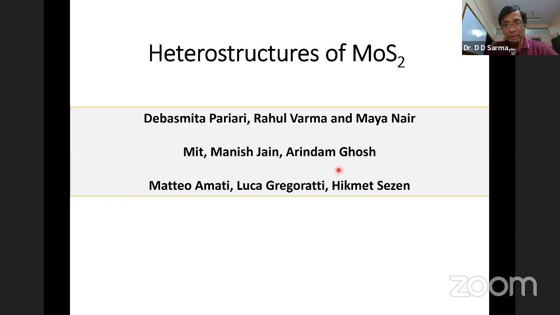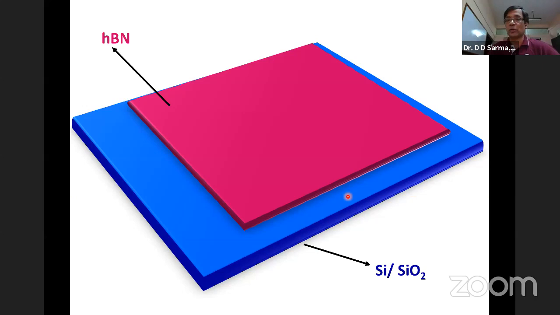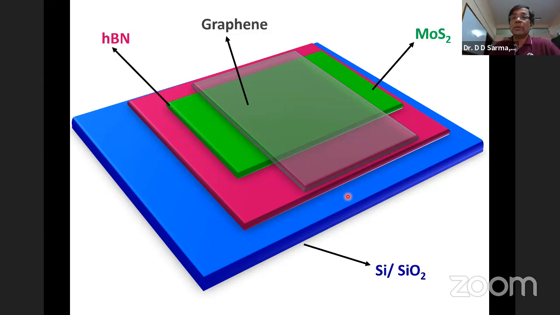that we're doing. Now we're looking at a heterostructure where you can take a silicon dioxide substrate. On top of that, you can put hBN, boron nitride. On top of that, you put molybdenum disulfide and cover it with graphene. Because what it does is to exert a strain on MoS2. And by looking at different parts, I can put the sample here, photon here, or here, or here, or here.